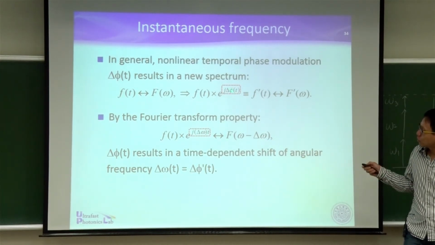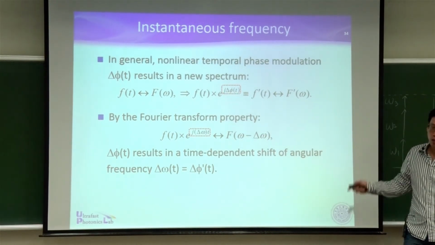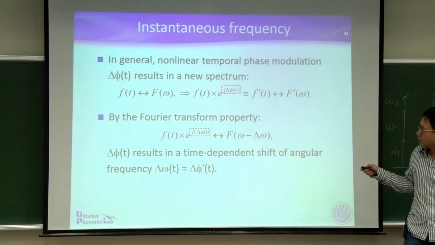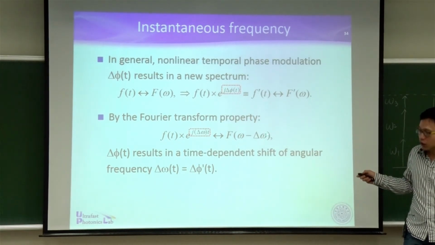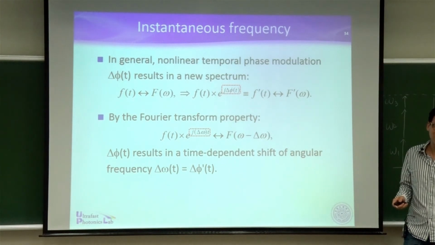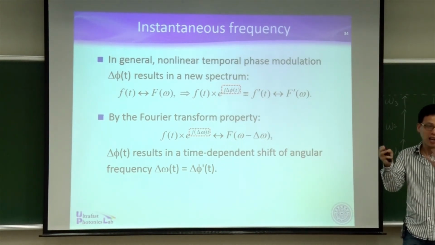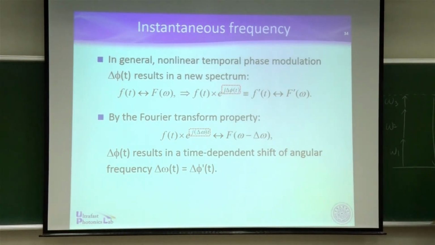Okay, so no matter what is the shape of your SPM, self phase modulation function, you just take the first order derivative, and you should be able to get the amount of frequency shift of your spectrum. But remember, now, delta omega is not a constant. It does not just stay there. It could be changed with time. So that's why it's coined as instantaneous frequency.